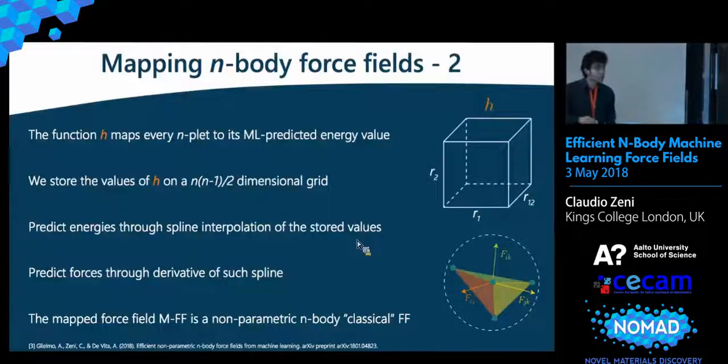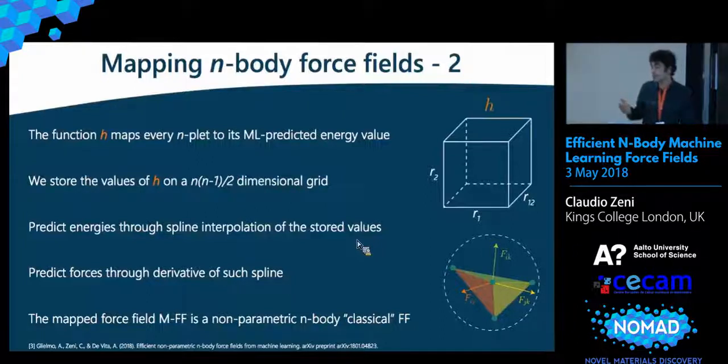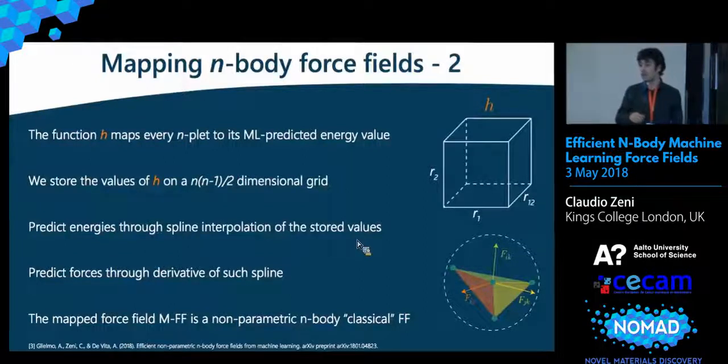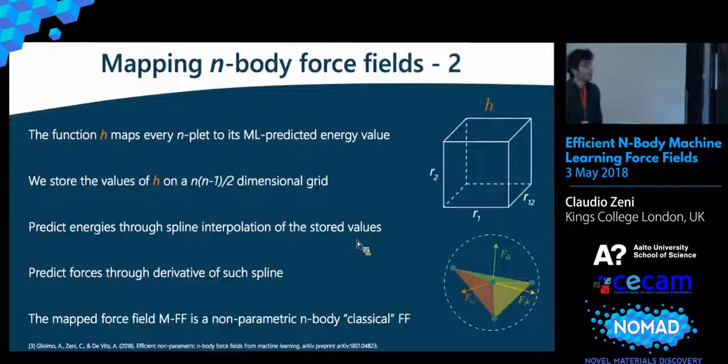So what we do is just we store this array of values. For example, if the kernel we use is a two-body kernel, this is simply a set of distances. We just store the value for every distance between the minimum and the cutoff. In the case of a three-body kernel, this is a cube basically of distances. So we have for every triplet, we have the R1, R2, and R12.